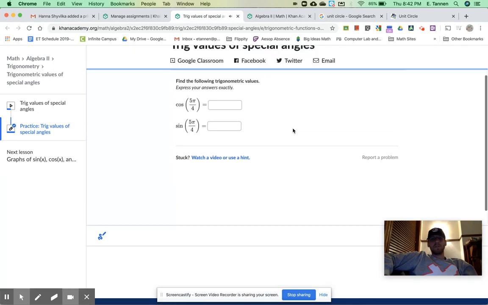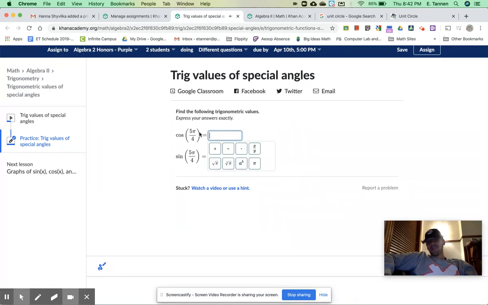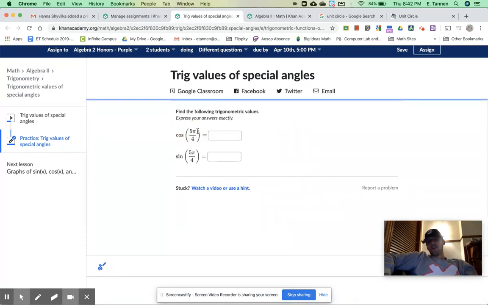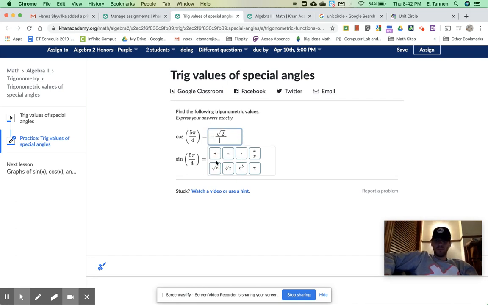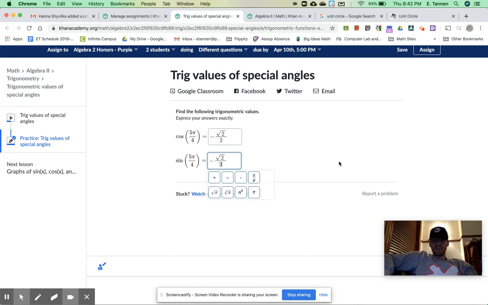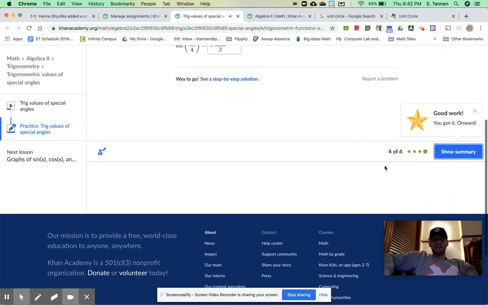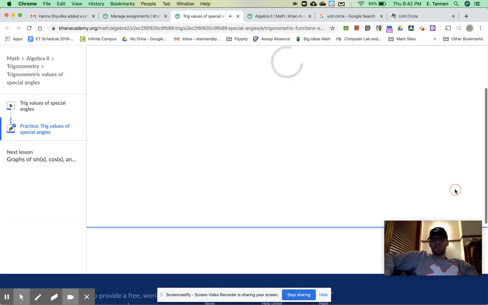I'm going to try to keep this video under 5 minutes. This one is going to be 45 more, again in the third quadrant. Wow, they're giving me a lot. So that's just going to be root 2 over 2. Again, both negative, but this time it's just in radians. Let's see. So it looks like we got all 4 there.